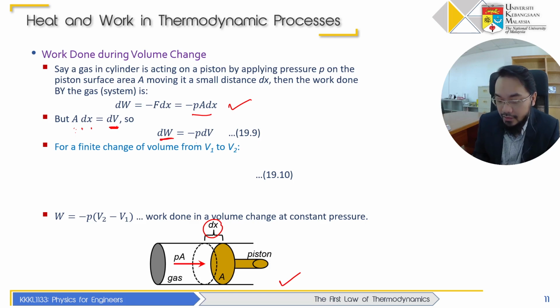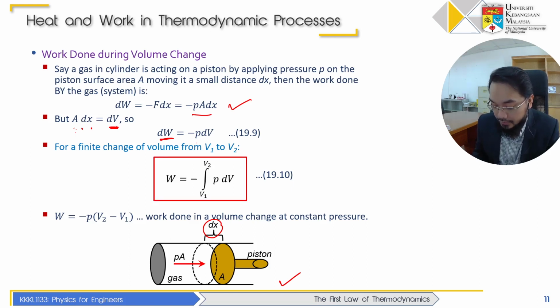For a finite change of volume from V1 to V2, we can have a general equation whereby work done is equal to the negative of the integration of pressure with respect to volume, from the initial volume to the final volume. So it's given by this equation here. All you need to know when you want to calculate the work done on the system or by the system is how the pressure changes with volume.